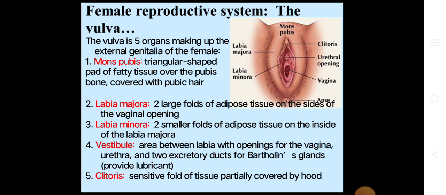Vestibule: the area between the labia with openings for the vagina, urethra, and two excretory ducts of Bartholin's glands. It provides lubricant. Clitoris: a sensitive fold of tissue partially covered by a hood. The superior and anterior portion of the labia minora come together to encircle the clitoris. This is an organ that originates from the same cells as the glans of the penis and has abundant nerves that make it important in sexual sensation and orgasm.